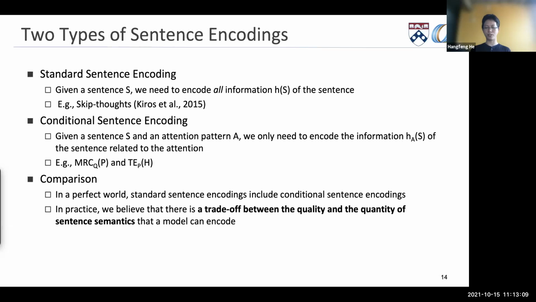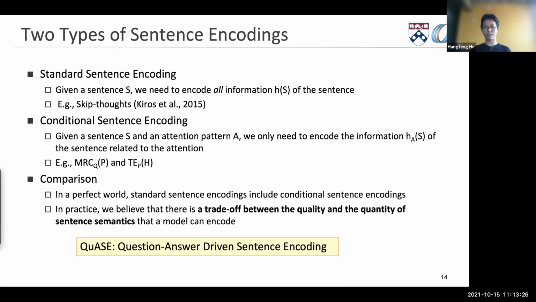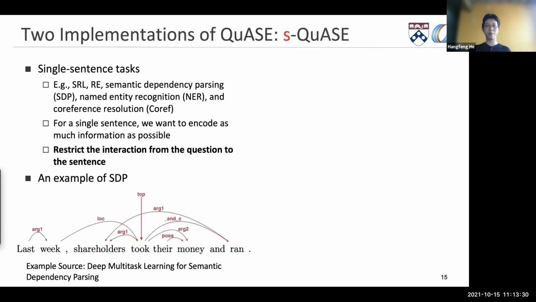But in practice, there's a trade-off, because if we want to get more pieces of information, we definitely have a lower quality. Therefore, there's a trade-off between the quality and the quantity of sentence semantics that a model can encode. Based on the two types of sentence encodings, we propose QUIZ, question-answer-driven sentence encoding. There are two implementations of QUIZ.